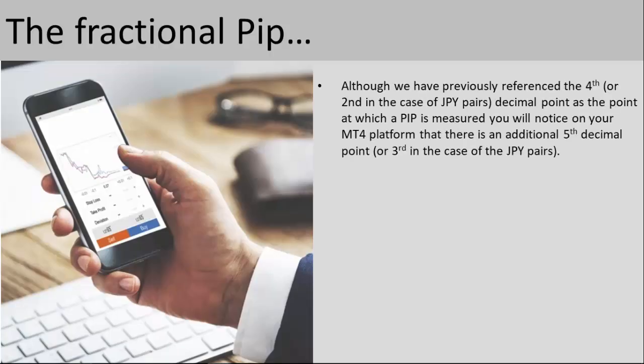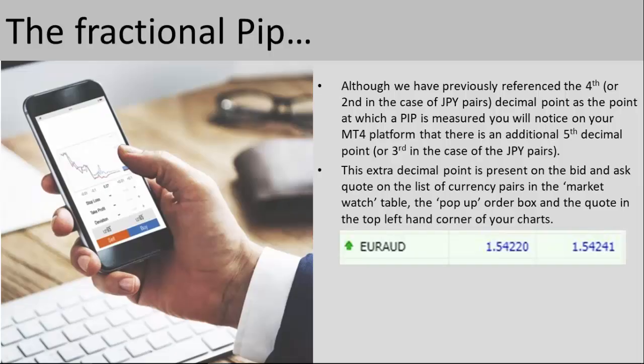Although we have previously referenced the fourth decimal point, in the case of Japanese yen pairs, the second decimal point is the point at which a pip is measured. You'll notice on your MT platform, and we'll show you in a moment, that there is an additional fifth decimal point, or third in the case of JPY pairs. This extra decimal point is present on both the bid and the ask quote on the list of currency pairs in the Market Watch table, the pop-up order books, and the quote in the top left-hand corner of your charts.